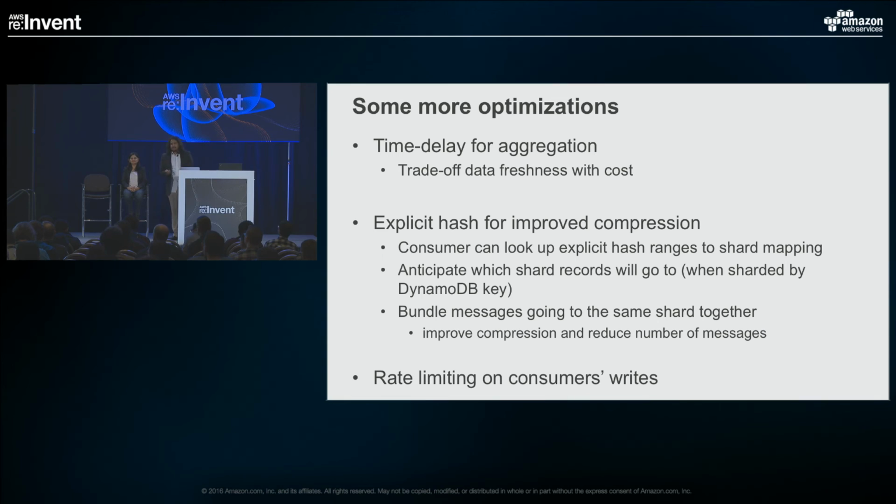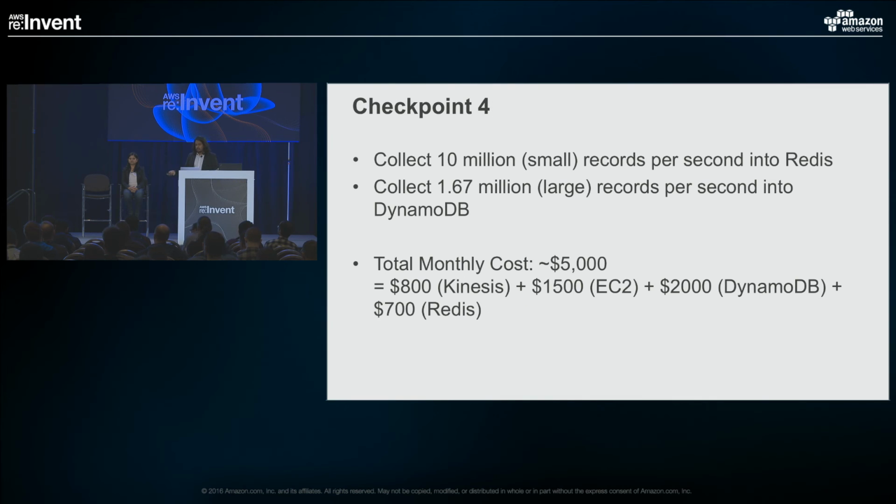So the last optimization is simply we did some rate limiting on the consumer's writes to prevent Dynamo write failures. This is something you can configure as you provision your Dynamo usage. But yeah, so to do a final checkpoint, see where we are. These optimizations saved us a little bit of money. We're about $5,000 spent to build this product out, sticker price.